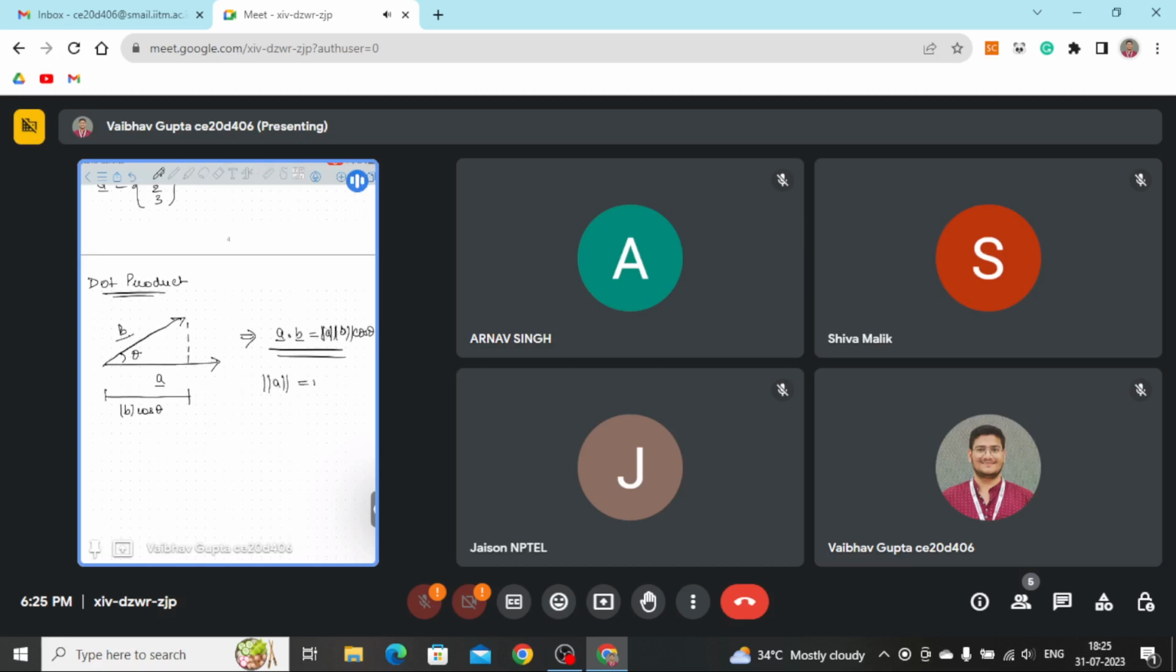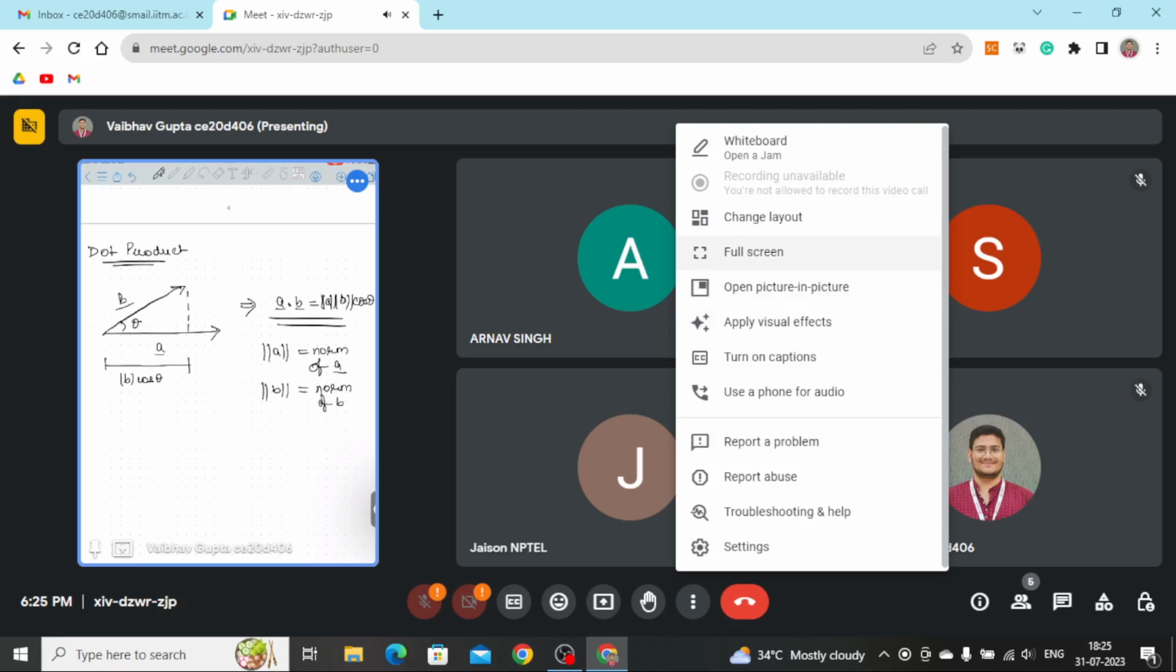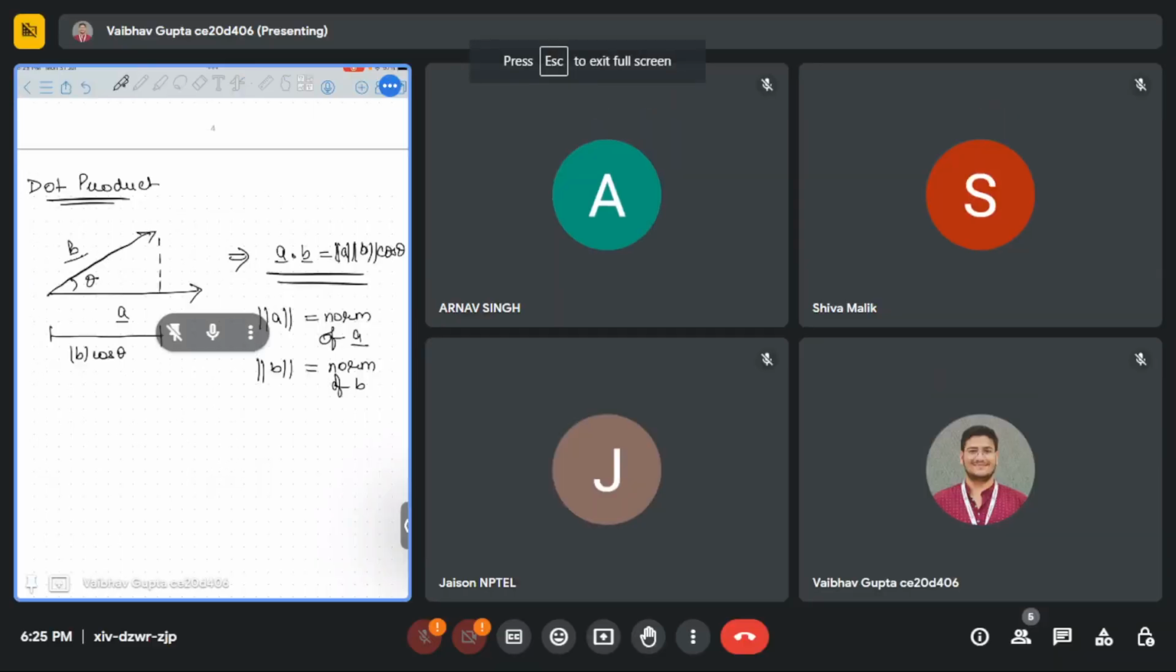This is known as the norm of vector A, and this is the norm of vector B. If anyone is having any doubt, you can stop me anywhere. We'll discuss and then we'll proceed further. Yes. Now going ahead, second is cross product.